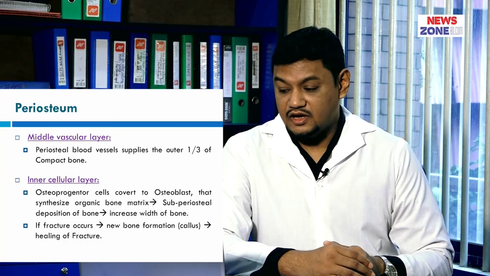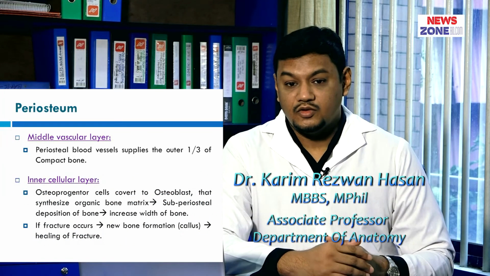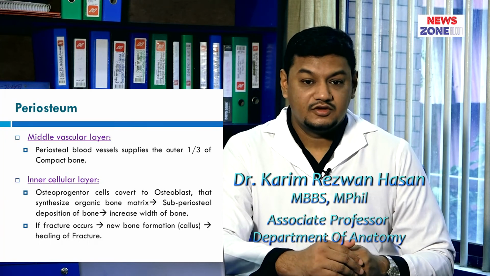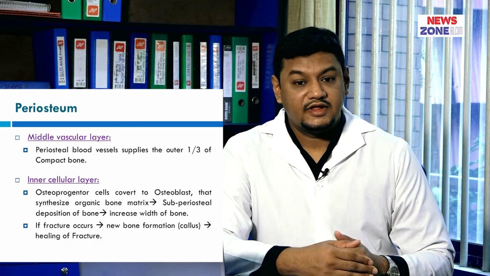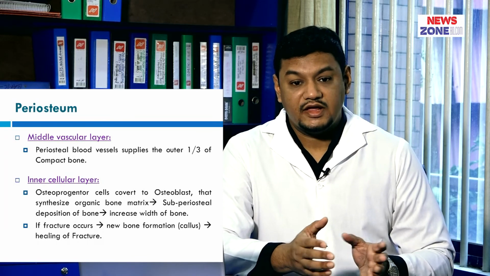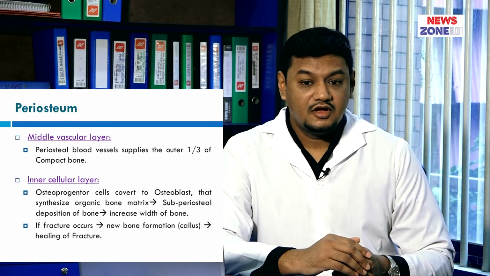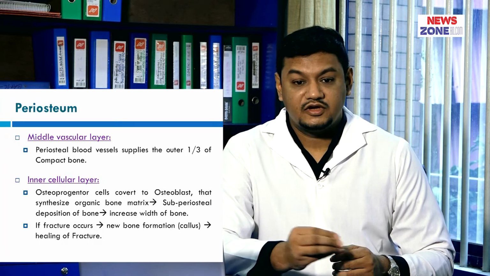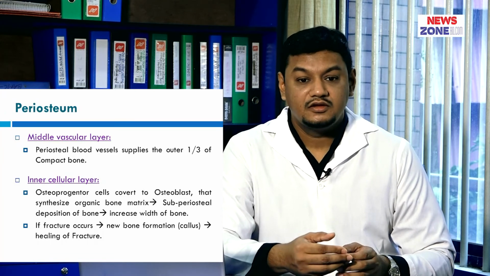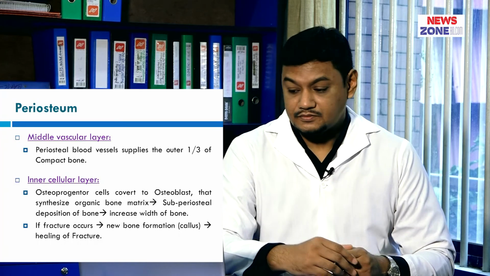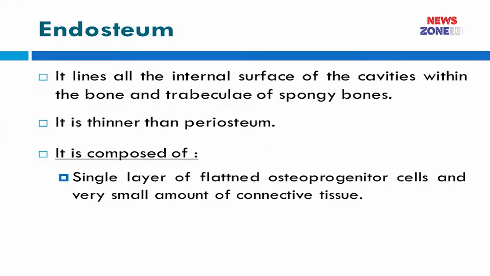Now the inner cellular layer, which is composed of the osteoprogenitor cells, as I said, and those osteoprogenitor cells will form the osteoblast, and that osteoblast will synthesize the organic part of the bone matrix and thereby help bone growth. Not only that, after a fracture, when the bone is healing, those osteoprogenitor cells will produce osteoblasts, and that will give the organic part, and ultimately the inorganic part with the calcium, and they will heal the fracture. And when any new bone formation happens, that is called the callus.